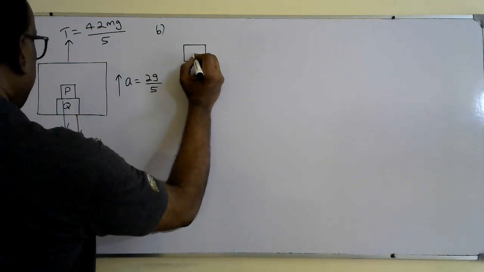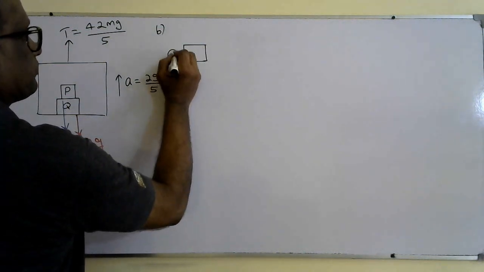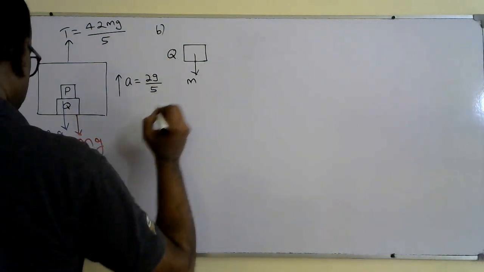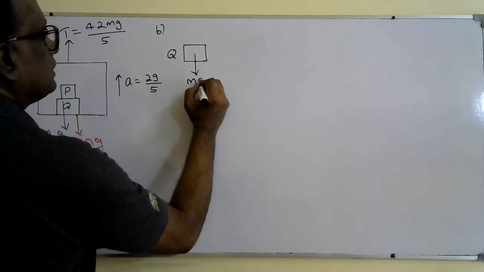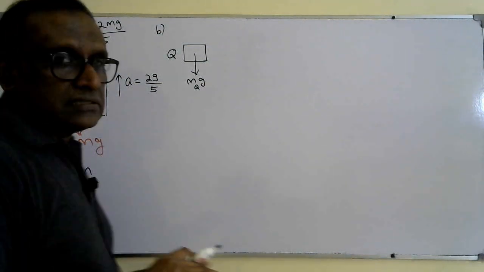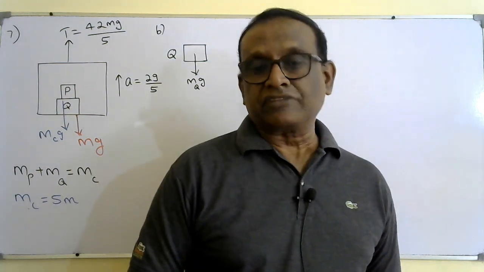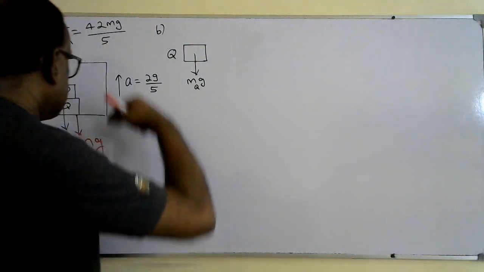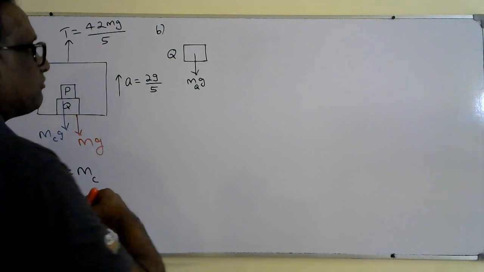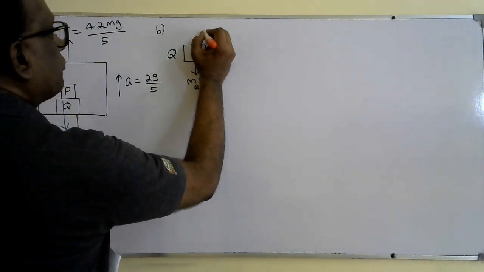So the weight of Q is downwards, that is MQg. We don't know the value, MQg. Right. So it's resting on the lift, so it will exert a contact force on the lift. It pushes the lift down. So the lift will push it up with the force R1.